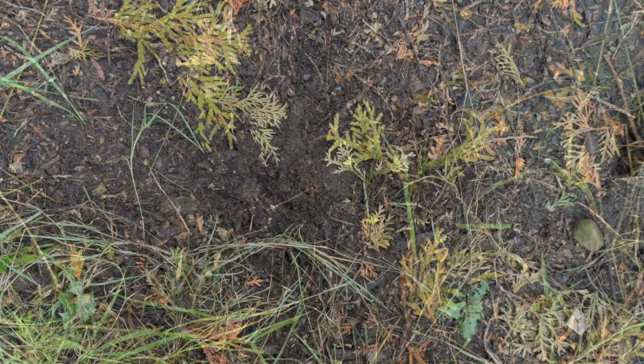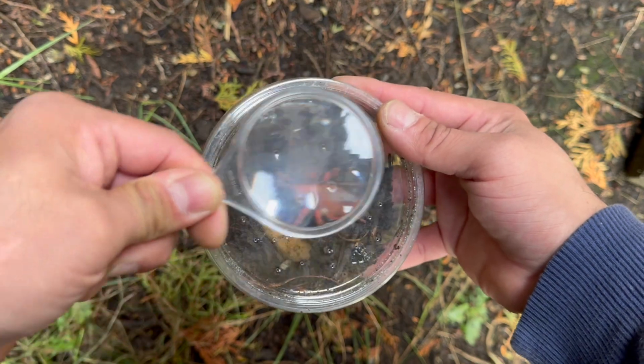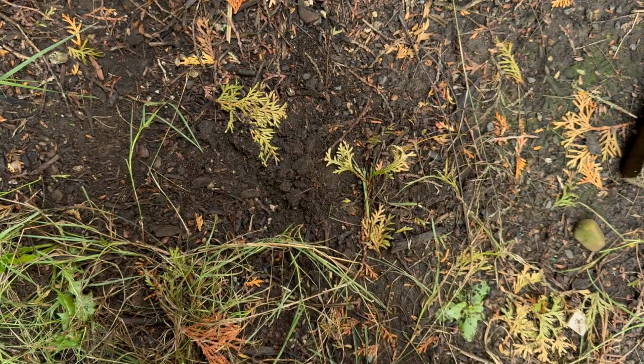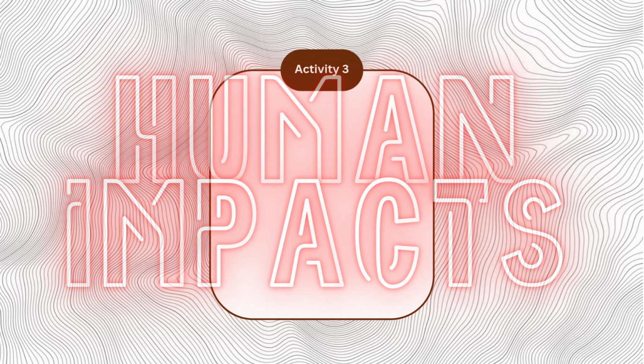Now, distribute the magnifying glasses and have your students record any observations they can make about the bug in their lab notebooks. Don't forget to release the bug when you're done, and get ready for our third activity, Human Index.